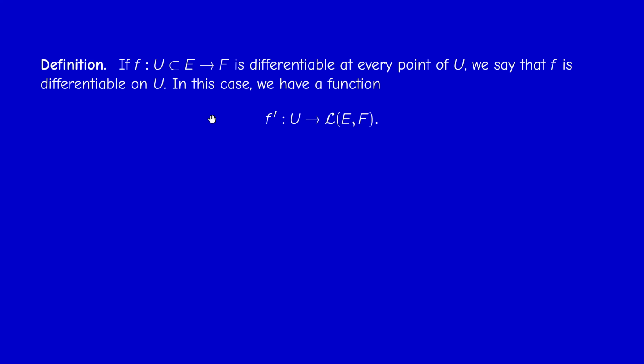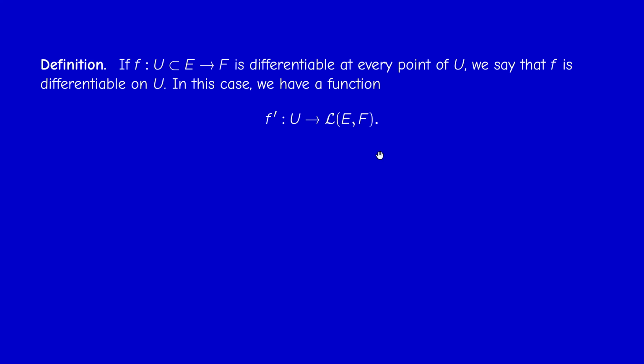for h small. And if f is differentiable on its domain, then we get a new function now. But look, the domain is U, still the same. Okay, it's where x varies. But the range is not F, it's the set of linear bounded maps from E to F. Because when I put here a, then f prime of a is really an element here.